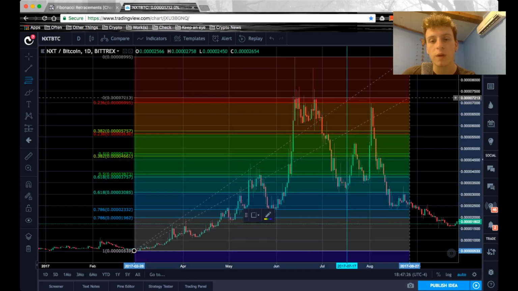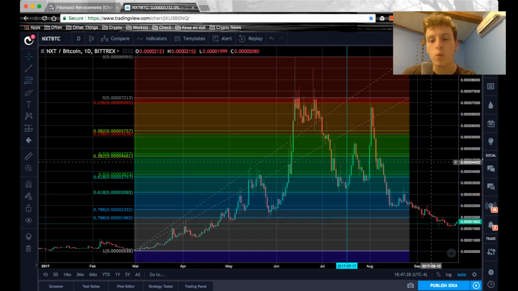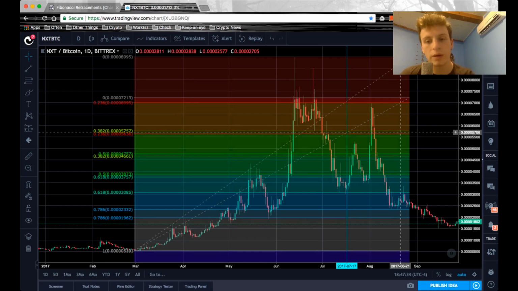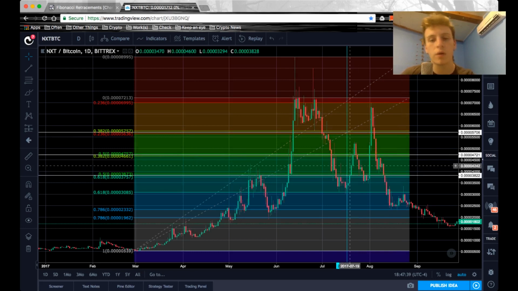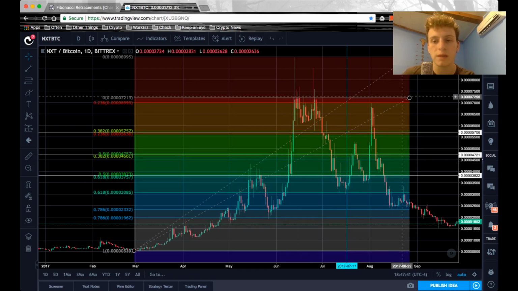Something you can often do with Fibonacci retracements is overlap them, and where the lines overlap, you can see is stronger support. So this area, you can see is stronger support, generally around here, right here, and right here. These are our three major support places, I would say.